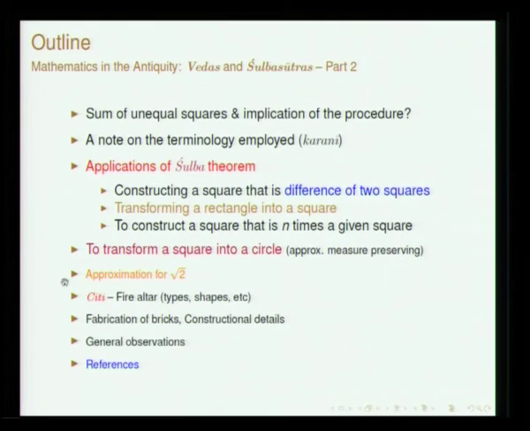One way is of course to geometrically find the value of root 2. They have given certain expressions for root 2, in the form of a sum of rational numbers. All those things we will see today, how the Shulva Sutrakaras arrived at these approximations for root 2.